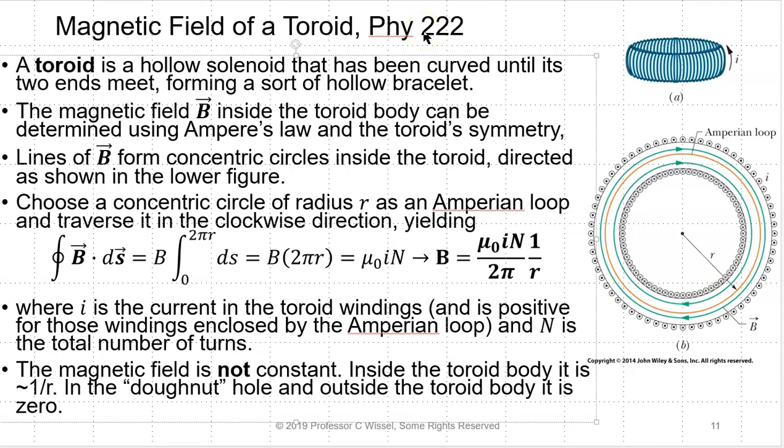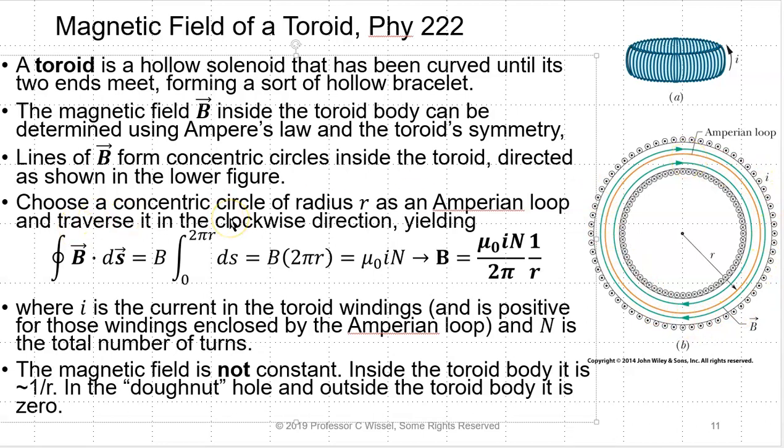If you are not calculus-based, please go to the next slide, which will be slide number 12. A toroid is a hollow solenoid that has been curved until its two ends meet, forming a sort of hollow bracelet. Kind of looks like a donut with wire wrapped around it. The magnetic field B inside the toroid body can be determined using Ampere's law and the toroid symmetry. The lines of magnetic field form concentric circles inside the toroid, directed as shown in the lower figure.